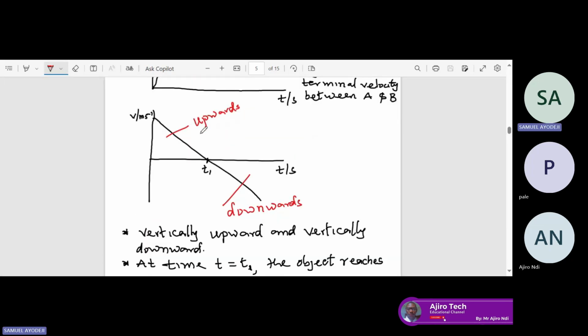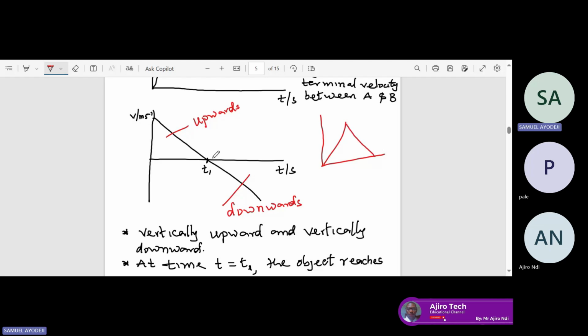Now, look at this one. If an object is thrown vertically upward and then comes vertically down, when it's going upward, the area of this graph represents the distance covered. When it's coming down, the area of this also represents the distance covered when it's coming down. Maybe what you know is they used to draw it like this, going up, then coming down. It's not correct. So this is the correct one.